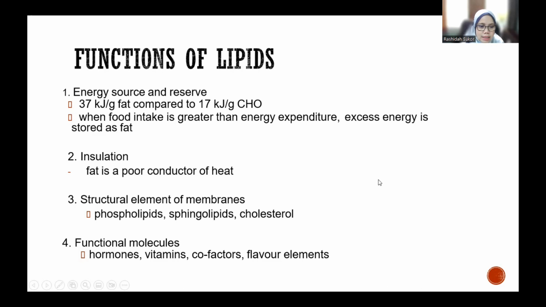Okay, fat at the same time is a flavor element. So if there is no fat, we have less flavor. Okay, so that's why, like now, people use less fat, less frying.